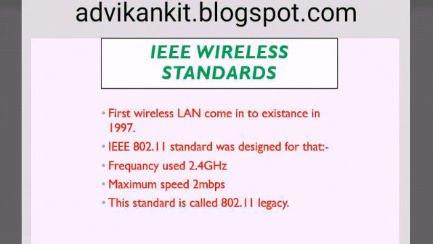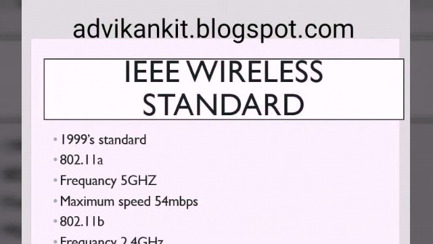In 2003, 802.11g was introduced. The frequency used here is 2.4 GHz and the speed is 54 Mbps. In the year 2009, 802.11n: the frequency here is 2.4 GHz to 5 GHz, and the speed achieved here is 300 Mbps.